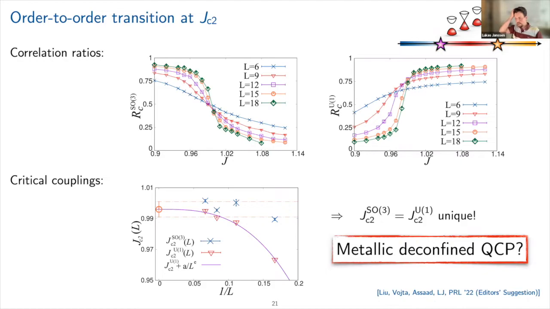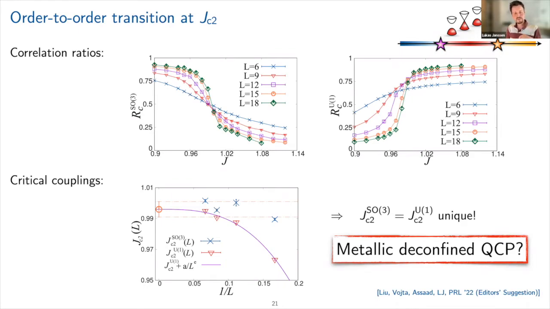And now if we go to the critical values and try to extract this to the thermodynamic limit, we find that both the critical value at which this SO3 order vanishes, as well as the critical value at which this U1 order starts to occur, they converge to the same point. That appears to be kind of a unique quantum critical point. And if that is really the case, then if this continues to hold in the future, that would be really a realization of a new type of deconfined quantum critical point. An order-to-order transition between two different types of orders.